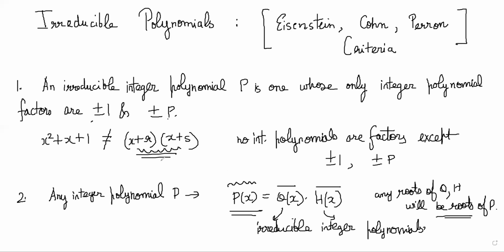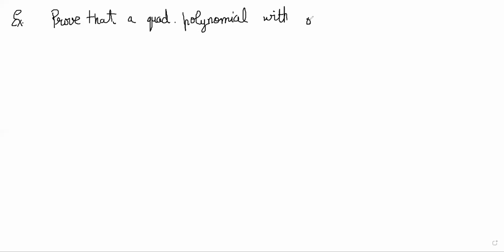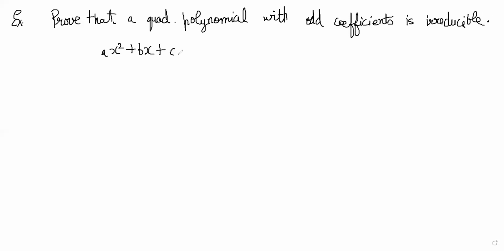So let's get started and think about irreducibility a little bit. I will start off with an example problem. The example question is this: prove that a quadratic polynomial with odd coefficients is irreducible. Let's try to prove this. A quadratic polynomial will look like this: ax squared plus bx plus c. And we have to prove that it is irreducible.